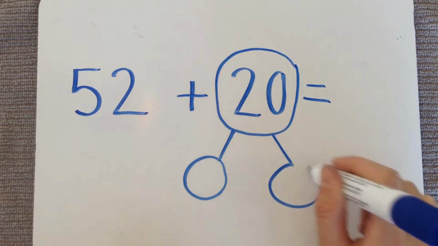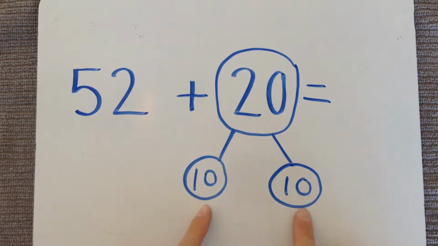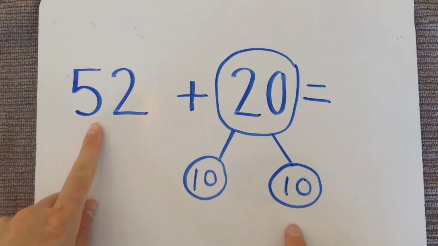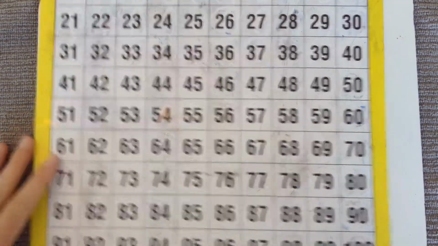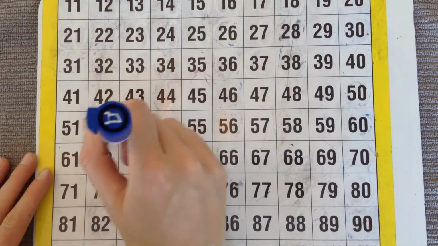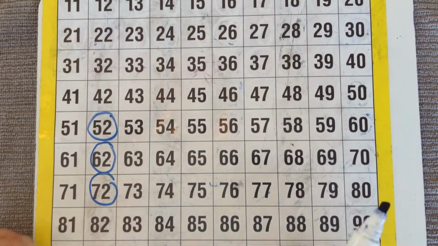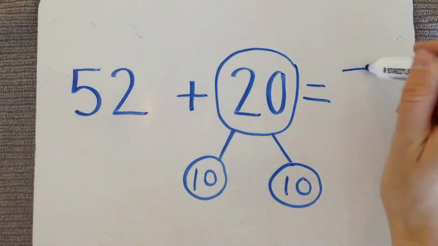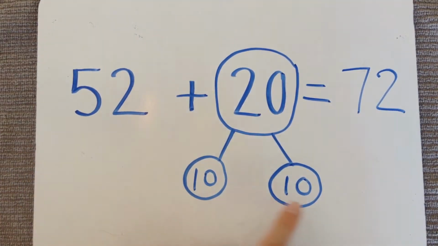I like to write the number 20 like this, 10 and 10. It's really just the same thing, just disguised in a different way. If we start at the number 52 and add 10 more, and then add 10 more again, what number will we get to? Well, let's look at our 100 chart. We start at the number 52, and then we get 10 bigger, and then we get 10 bigger again. And the number we land on is 72. That means we counted it like this, 52, 62, 72, and that helped us find our answer.